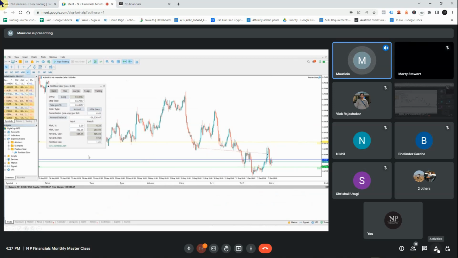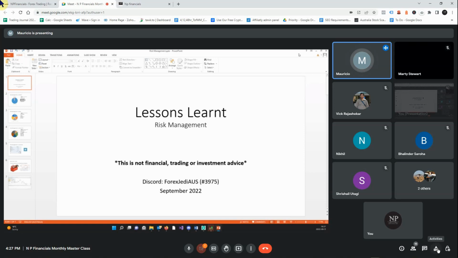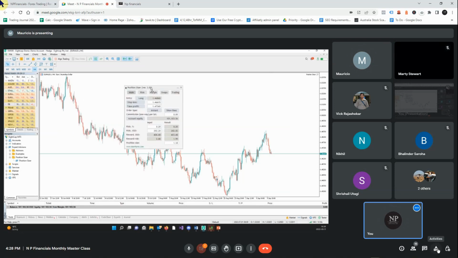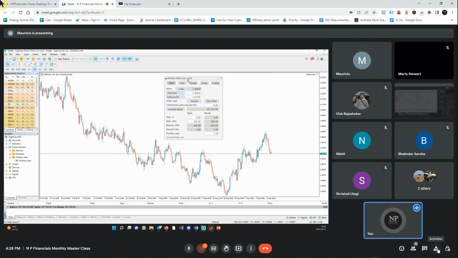What I'm going to show you now is the tool itself. Let me just move this. Perfect, right, so this is the tool. I'm sharing my demo account with you here. It's called Position Sizer. Sorry, Mauricio, can you bring that position sizer to the middle? Is it not possible to make it bigger? Yeah, that's fine. Okay.